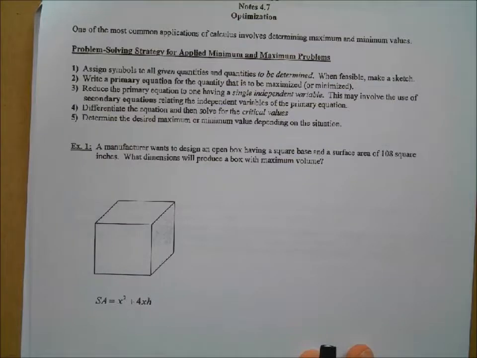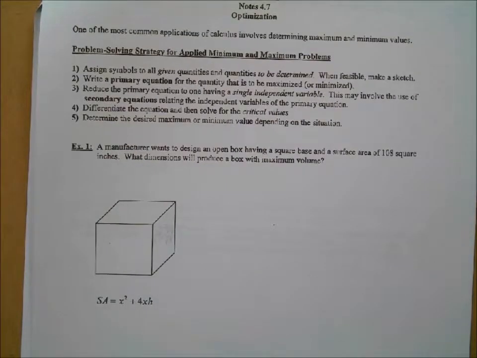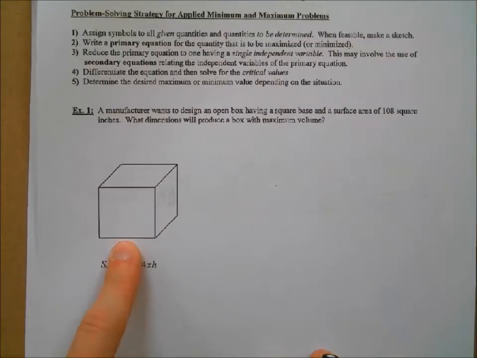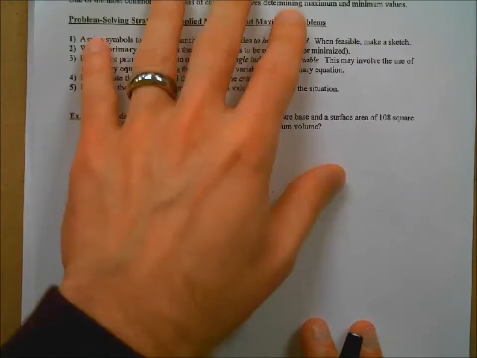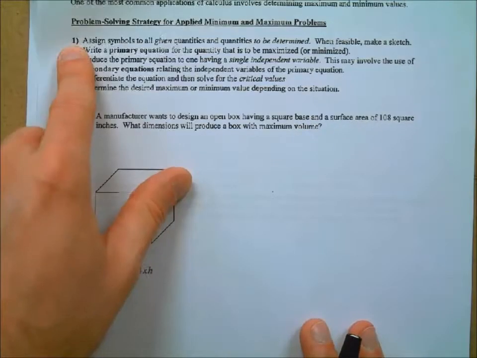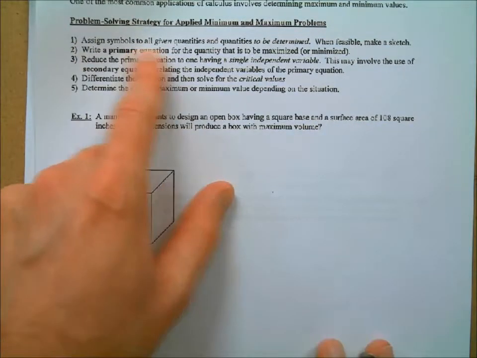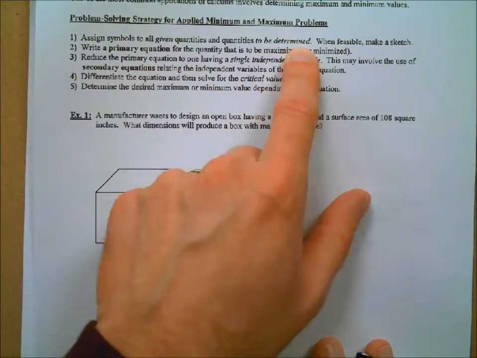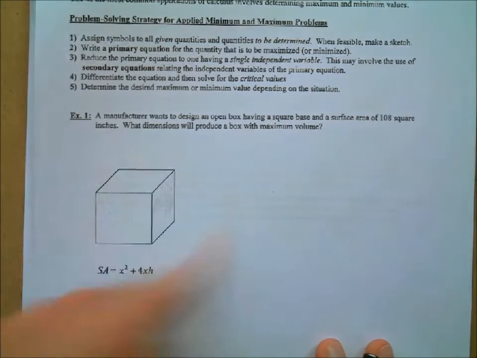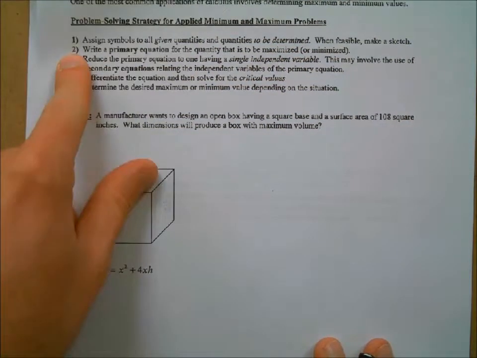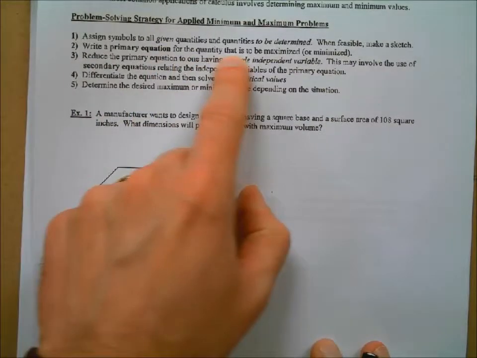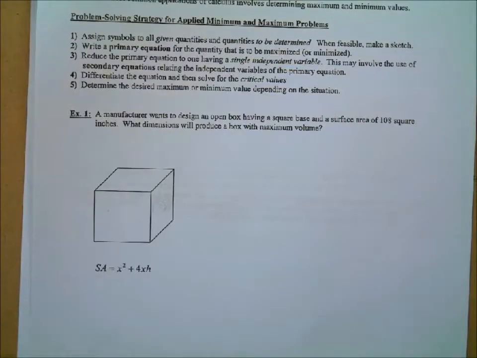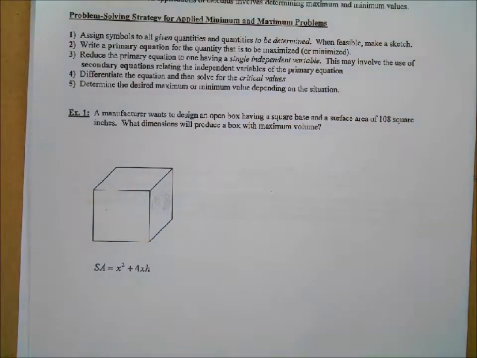These may at first glance look like related rate problems, right? Because you're like, oh look, there's a shape, and we would take the derivative with respect to time and stuff like that. Not in this case. But again, the setup is similar though. So first, we're going to assign symbols or variables to all given quantities and quantities to be determined. When feasible, make a sketch. We've already got a sketch here, so that's nice. Two, we're going to write a primary equation for the quantity that is to be maximized. Within the context, we'll be given something that we're trying to maximize or minimize.